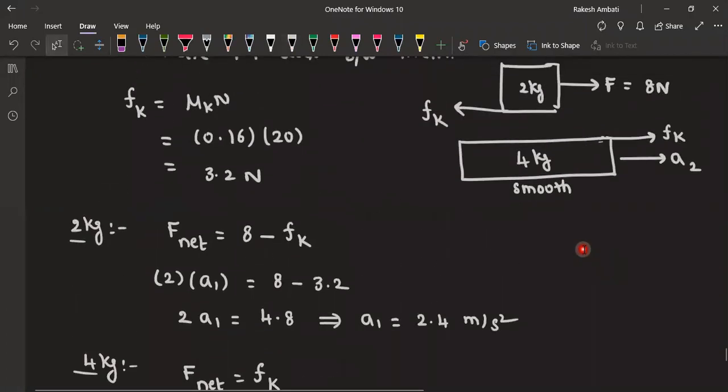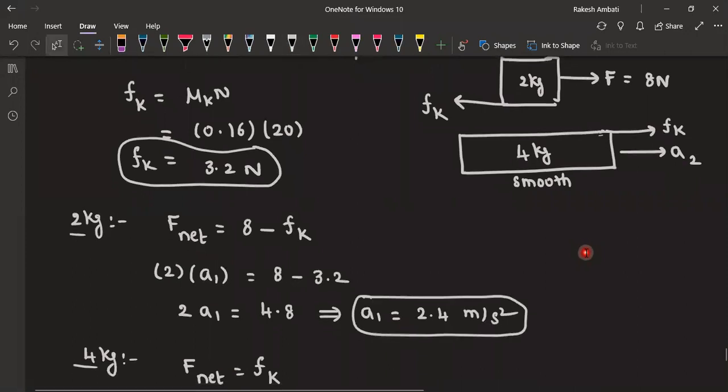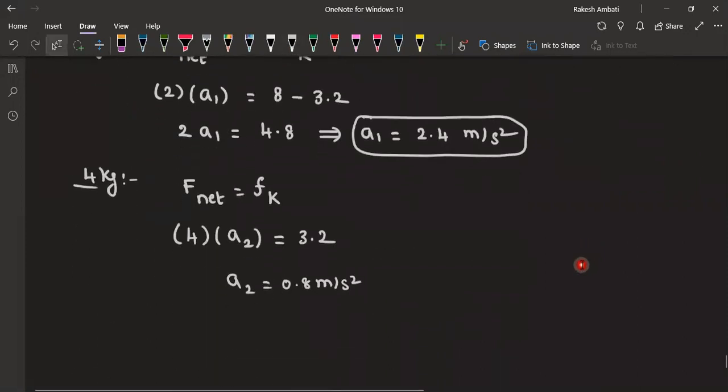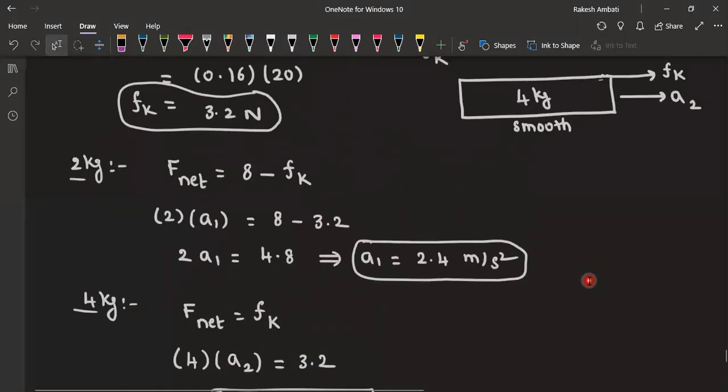Therefore, in this question, we found the frictional force acting between the blocks and the acceleration of each block. So this question is about finding the frictional force between the blocks and the acceleration of each block. Is the method clear? Yes, sir. Okay, then write down the homework questions.